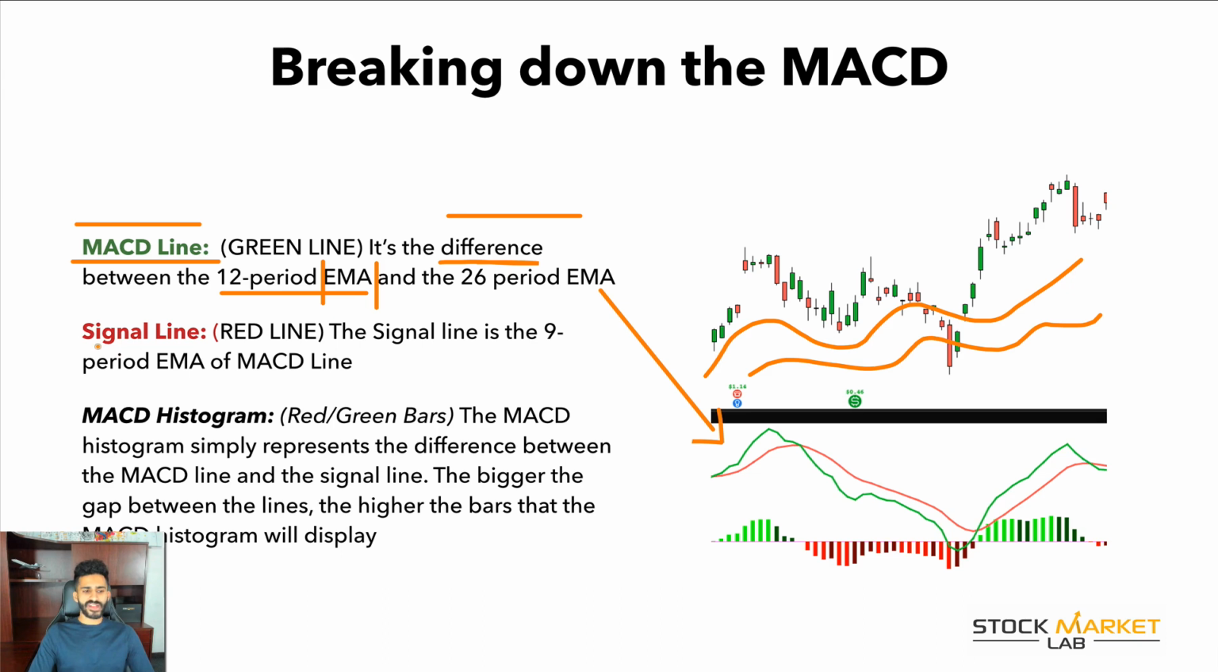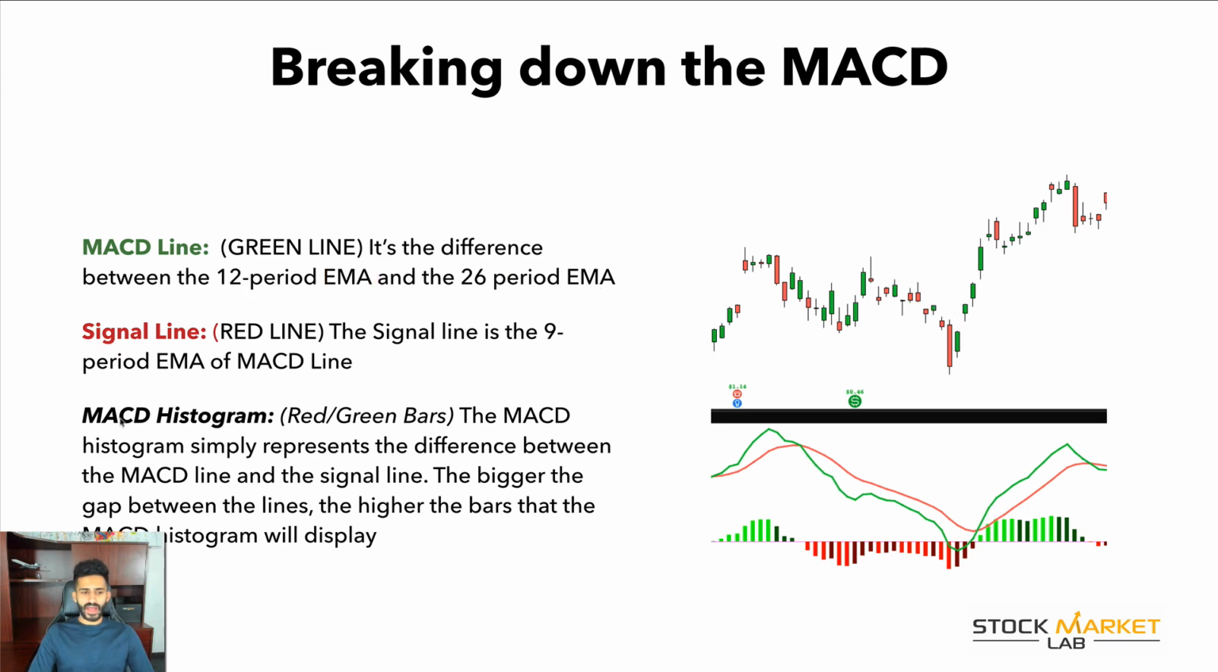Next, we have the signal line. The signal line is the red line. If you take a look, the signal line is this red line right here. The signal line is the 9-period EMA of the MACD line. Basically, after the MACD line gets its final number, the signal line then takes a 9-period exponential moving average of the MACD line.